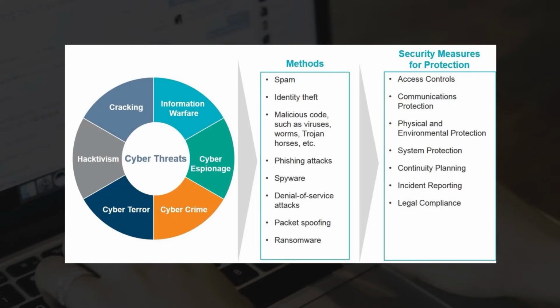So packet spoofing is there, then ransomware is there, and when you talk about security measures for protection, there are access controls, communications, physical and environmental protections, system protections, continuity planning, incident reporting, and legal compliances. This is one of the security measures which one has to do, like how you're going to protect your system.